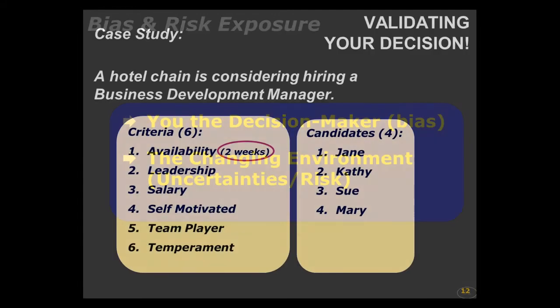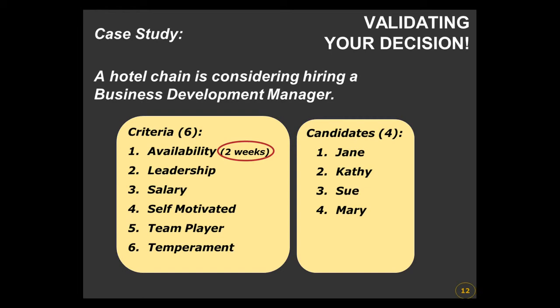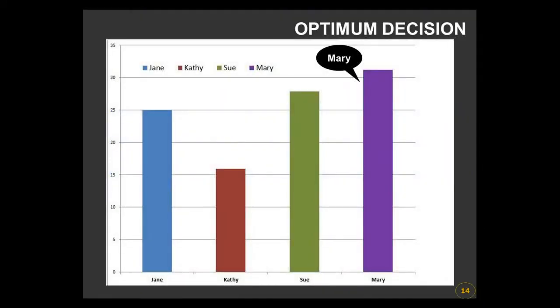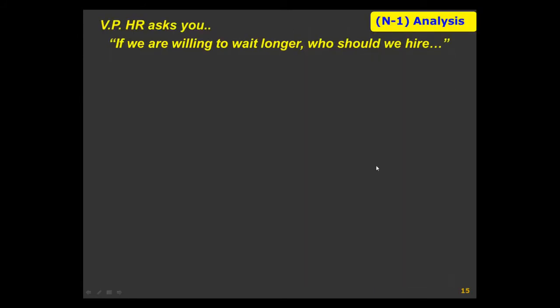The best way to explain this is with an example. Imagine a hotel chain is considering hiring a business development manager. They settle on 6 criteria, and one being availability within 2 weeks. They identify 4 candidates, and they run a model such as XpertUS multi-criteria decision-making software that we offer. We have now completed the evaluation and we have our graph. The software indicates that Mary is the preferred candidate. So I go to my boss and I say, hey, I think we need to hire Mary. And the boss says, hold it.